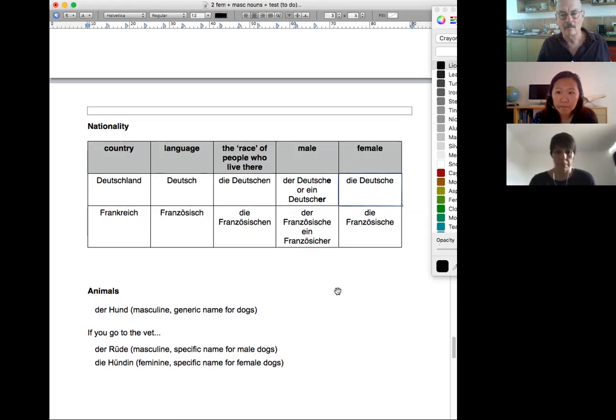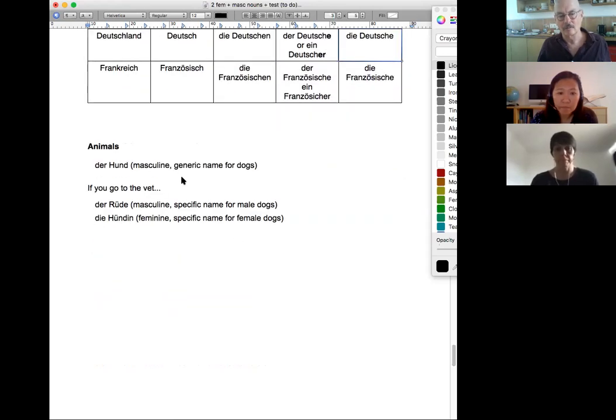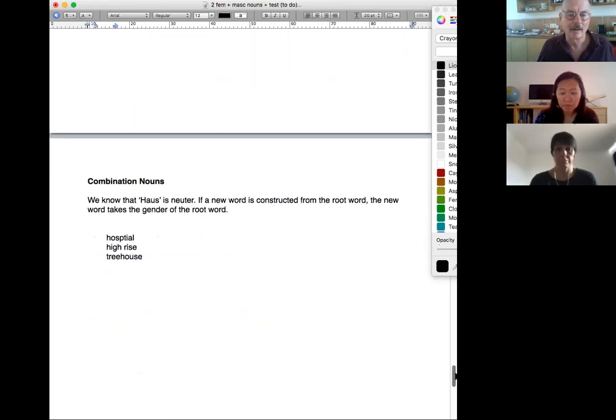Animals, yeah. So a dog is a der Hund, a masculine thing. But if you go to the vet, there are these technical terms for the gender of animals. But it's just a specific thing. Der Hund is going to be okay. Like if you have a dog, somebody says, "Ist dein Hund ein Mädchen?" You know, is your dog a girl? That's what they say. So, it's technical stuff.